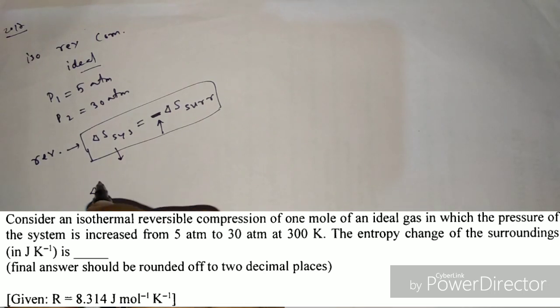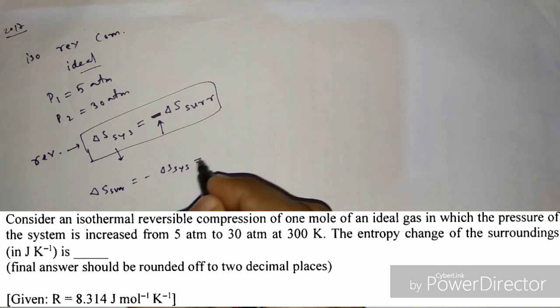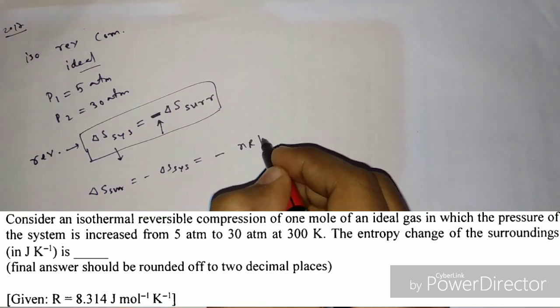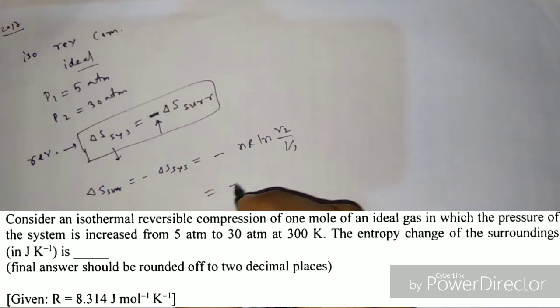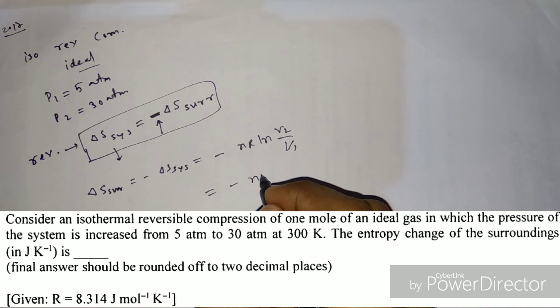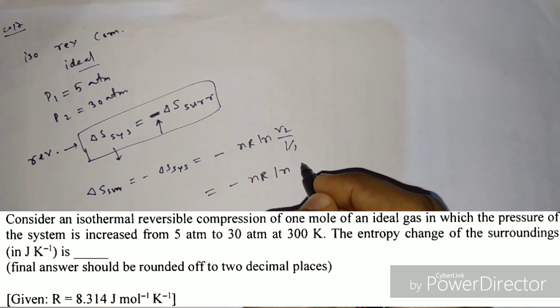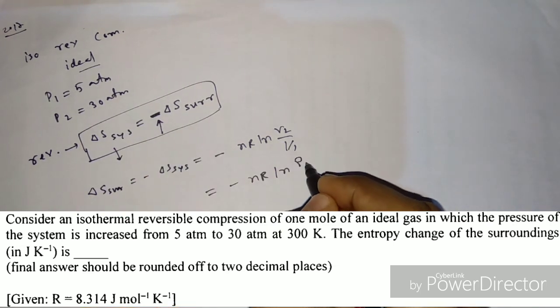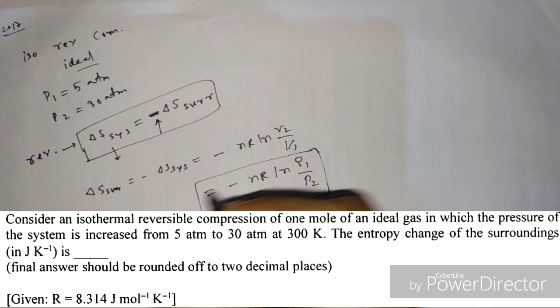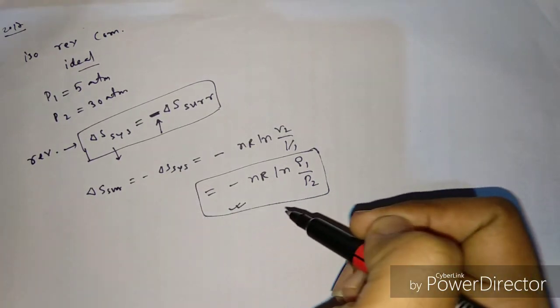So the required formula: delta S surrounding equals minus delta S system, and delta S system equals nR ln V2 by V1. Here V2 and V1 are not given, so for an ideal gas it becomes nR ln P1 by P2. This is the required formula. If you put in the values, you will get the final answer.